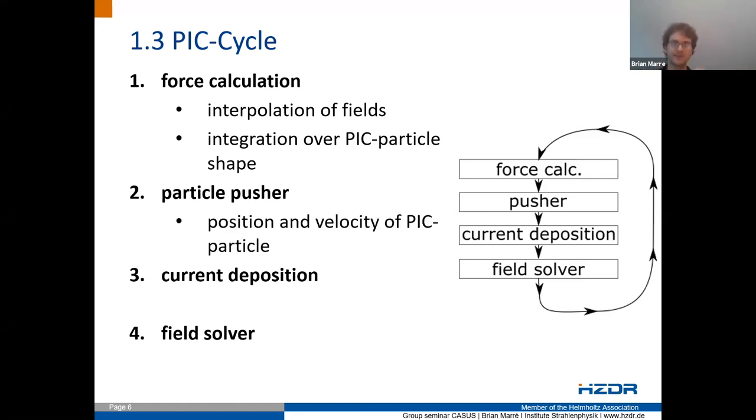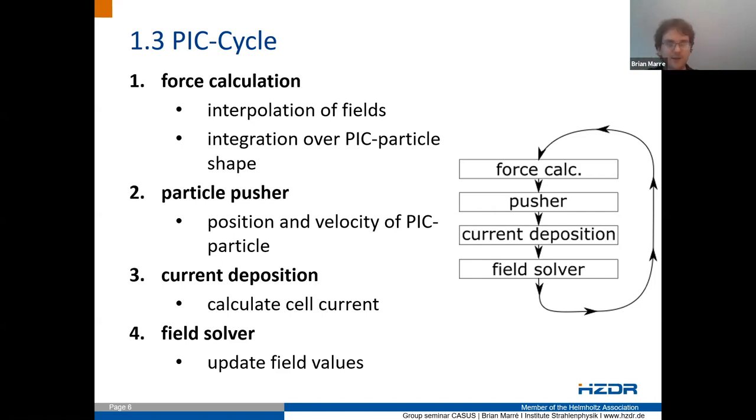The particle pusher is that part of the code which actually moves your particles. So it updates your position and your velocity for each time step. And of course, since movement of particles creates a current, this current must then also be calculated, and that's done in the current deposition step. This step basically takes the movement of all particles, calculates a current for each cell inside your simulation, and then deposits this current as a current field for each specific cell. And that is then, of course, used by the field solver to actually update your fields using the two important Maxwell equations.